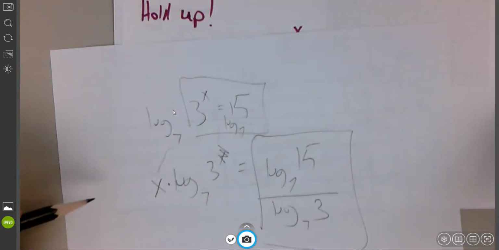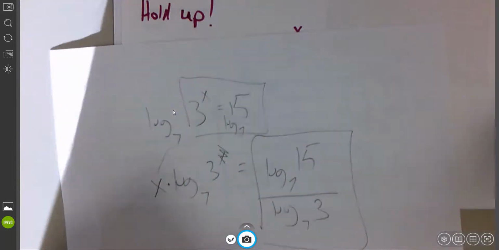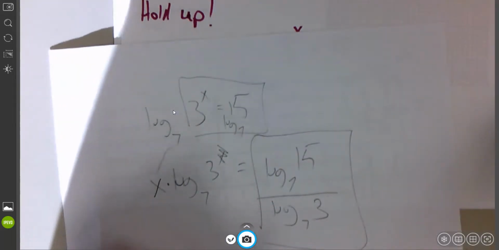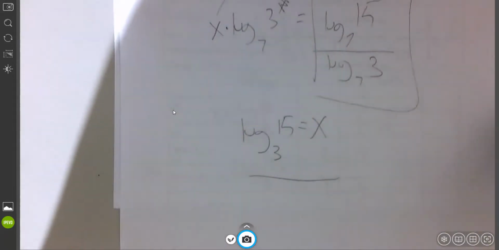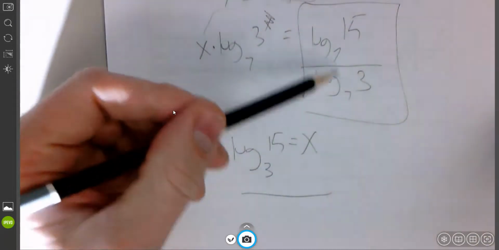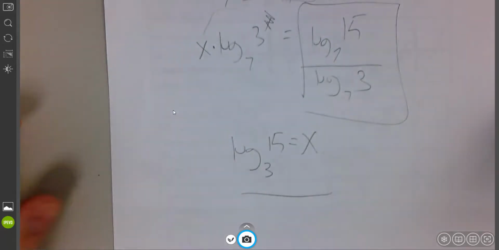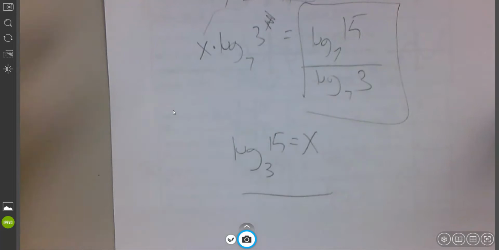If I had written this in logarithmic form, it would be log base 3 of 15 equals x. So these are the same. I can choose any base I want. I chose 7. We like to use 10 or ln, base e, the natural log, because that's what our calculators do. But we can change and write these using any base we want. It's called the change of base theorem.